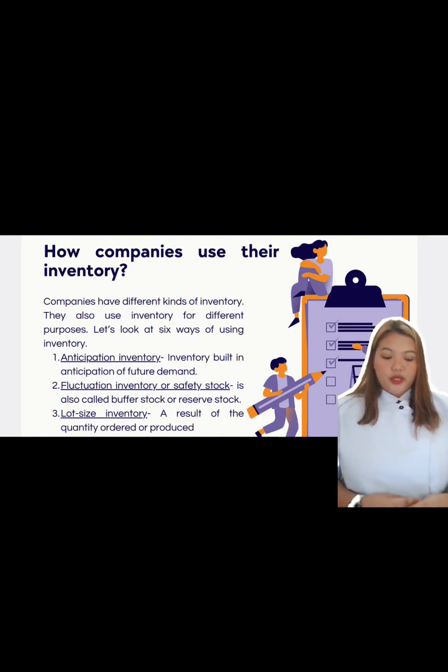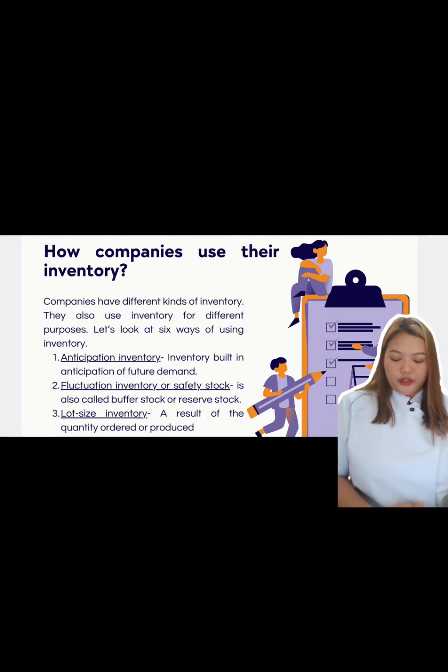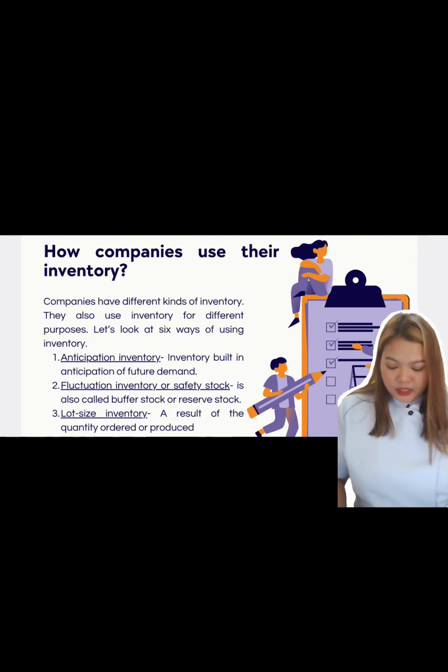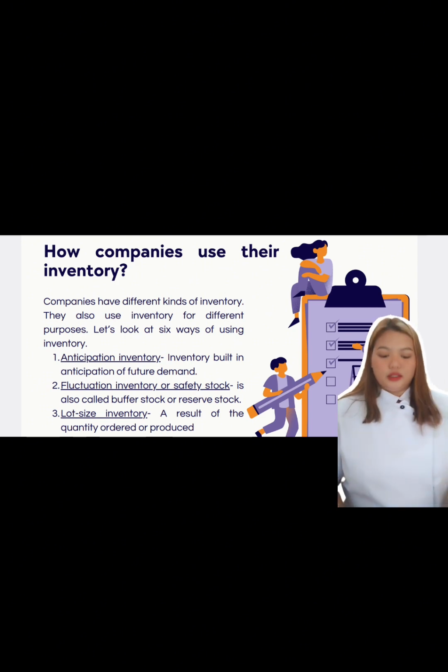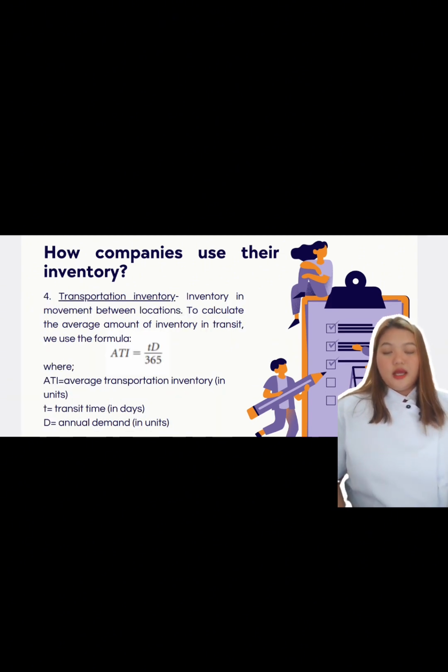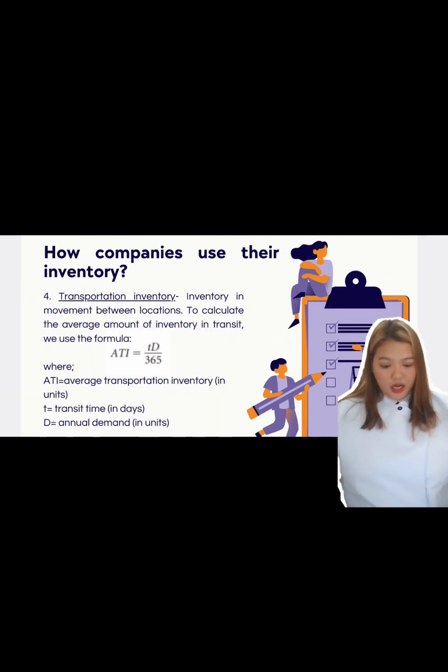Number two is fluctuation inventory or safety stock. It is also called buffer stock or reserve stock. Number three is lot size inventory. So, a result of the quantity ordered or produced. So, yung lot size inventory refers to the quantity of a particular product or materials that is ordered or produced in a single batch or lot.